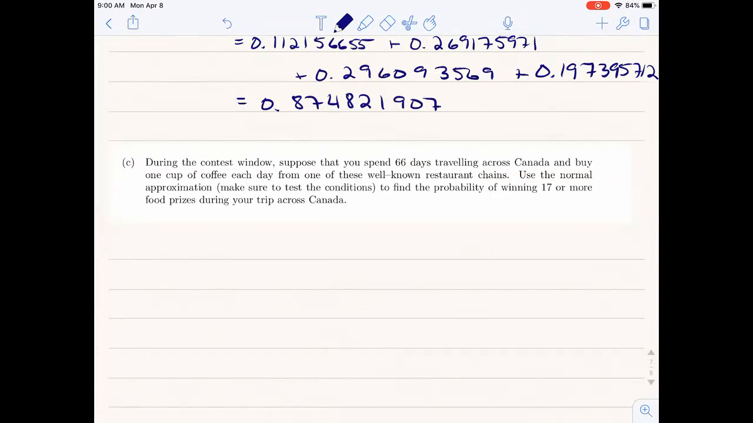I don't know why we had to be traveling across Canada. Maybe it's just for fun. Maybe it's for a random sample. I don't know.